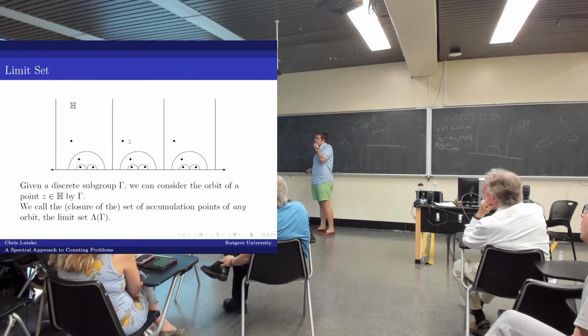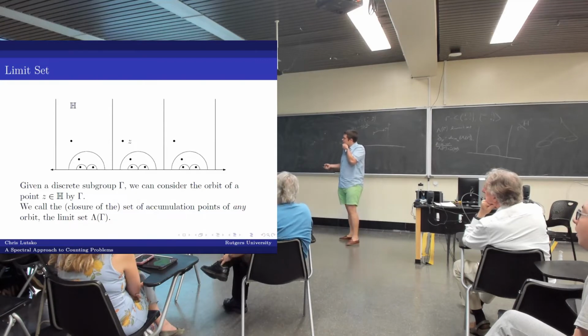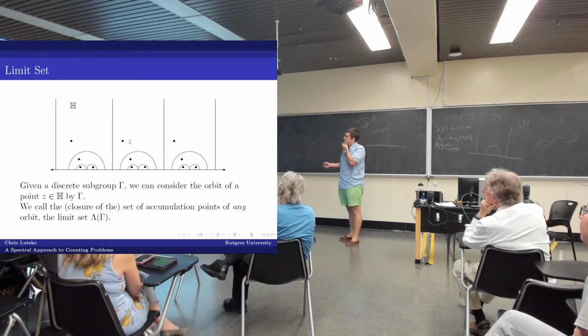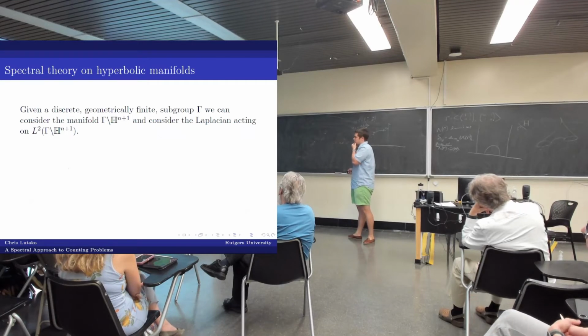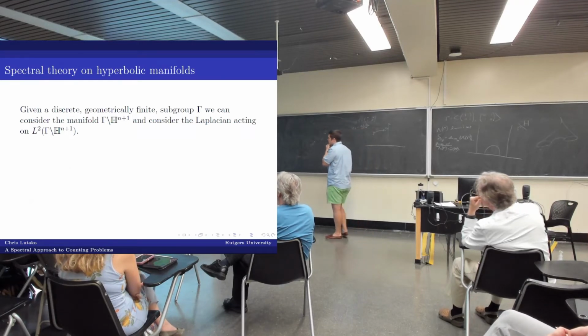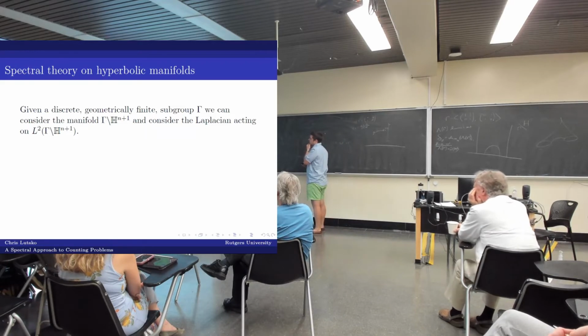The last thing we're going to need is called the spectrum, and then I can start telling you some theorems. So we have our subgroup, we have our manifold. We can consider the Laplacian acting on this L2 space. It's a Hilbert space and an operator, perfectly nice. The spectrum is the set of all real numbers lambda such that this operator has no inverse.